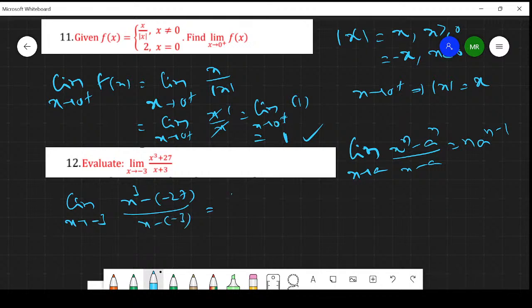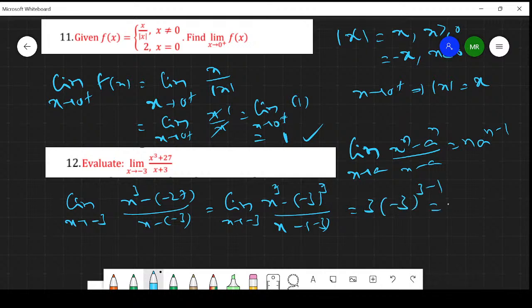Just observe this. Limit x tends to minus 3, we get x cube minus of minus 3 whole cube, by x minus of minus 3. Compare with the formula: in the place of n we have 3, in the place of a we have minus 3. So n into a power n minus 1 means 3 into minus 3 whole power 3 minus 1, 3 into 3 square, 3 into 9, 27. Answer will be 27. This is a simple problem.